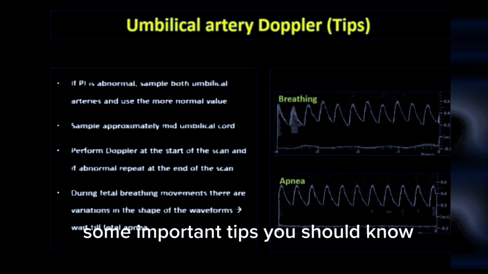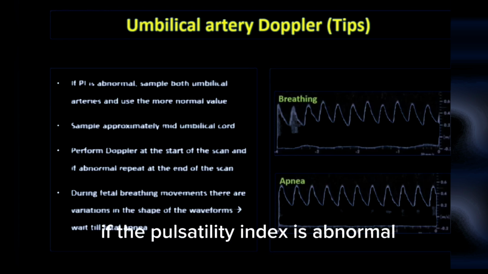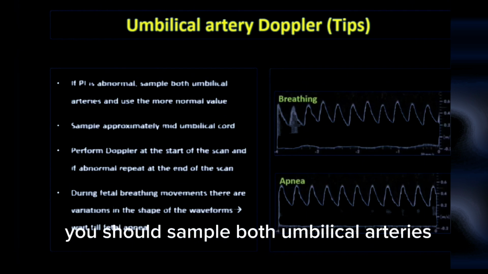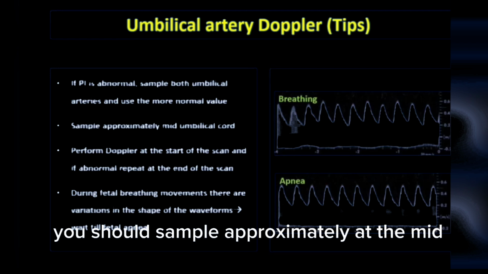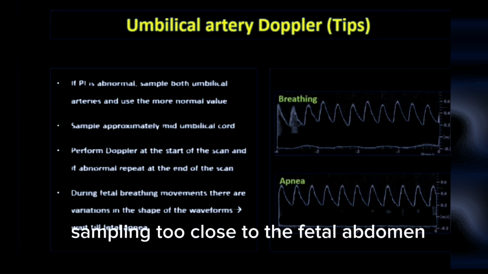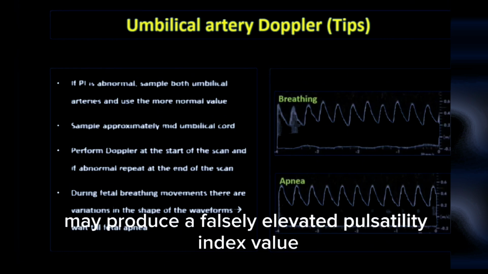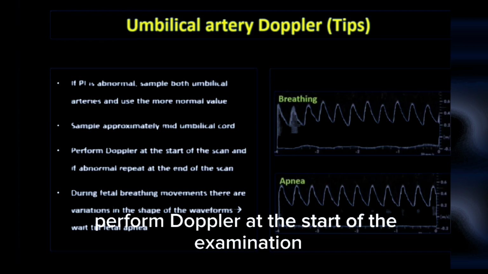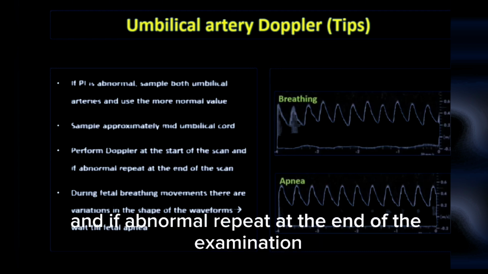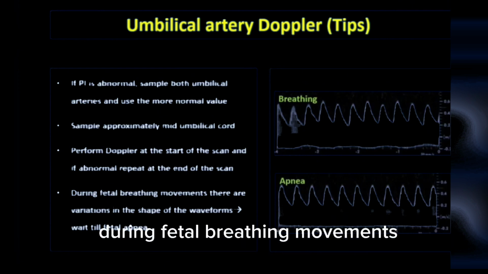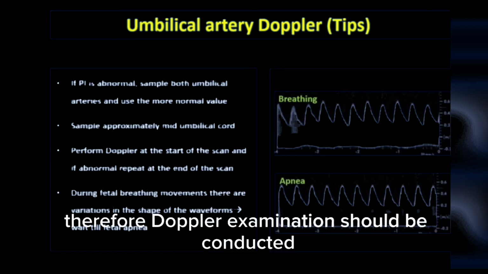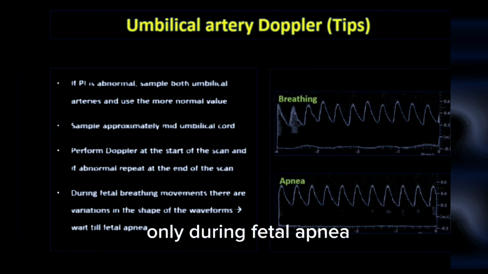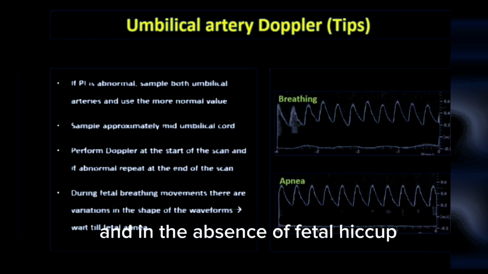Some important tips you should know in umbilical artery Doppler. If the pulsatility index is abnormal, you should sample both umbilical arteries and use the more normal value. You should sample approximately at the mid-umbilical cord. Sampling too close to the fetal abdomen may produce a falsely elevated pulsatility index value. Perform Doppler at the start of the examination, and if abnormal, repeat at the end of the examination. During fetal breathing movements, there are variations in the shape of waveforms from fetal vessels. Therefore, Doppler examination should be conducted only during fetal apnea and in the absence of fetal hiccups or excessive movement.